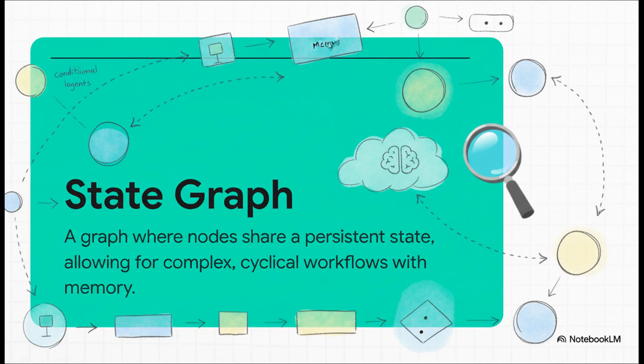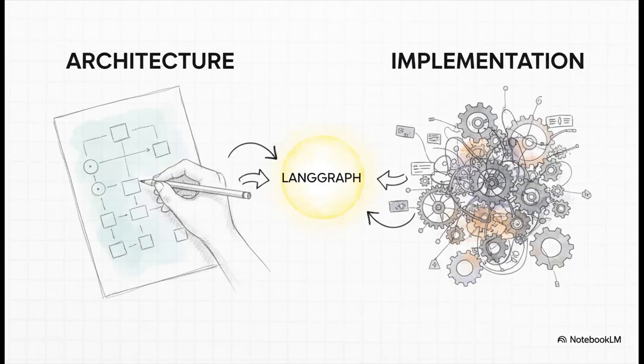Think of it more like a dynamic blueprint for your application, but one that has a shared memory. This allows for these really complex, cyclical workflows where the system actually remembers what it's done. And this is a pretty big deal because it lets you shift your focus. Instead of getting bogged down in the nitty-gritty implementation of orchestration, you get to think at a higher level. You're focusing on the architecture, on the actual problem solving, and LangGraph handles the how of running and coordinating everything. It's a much more powerful way to build.